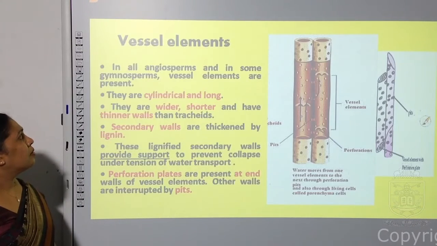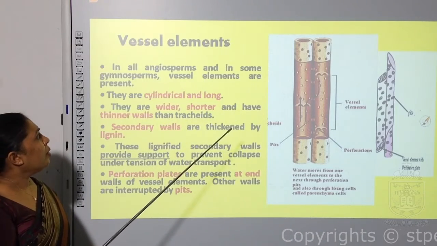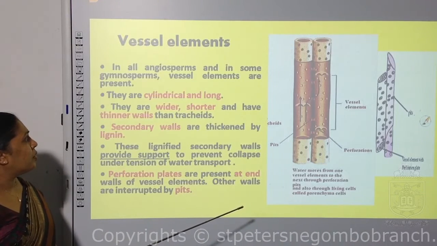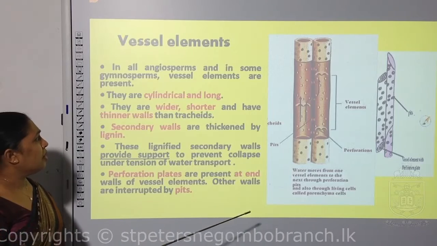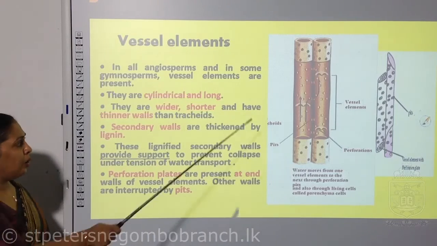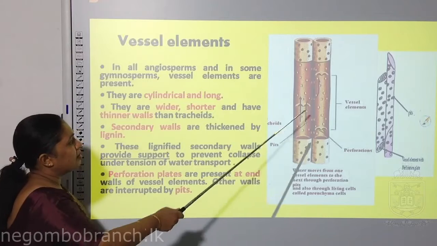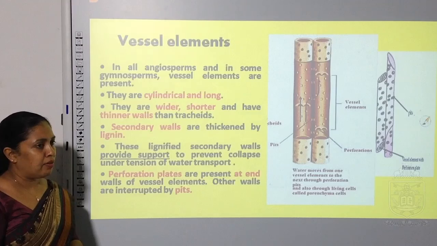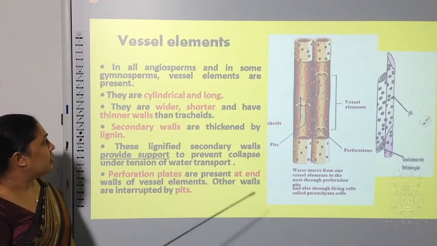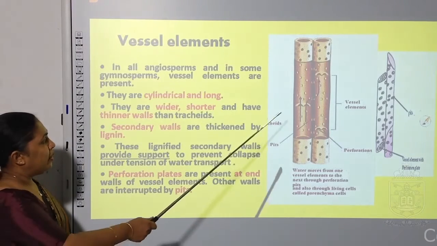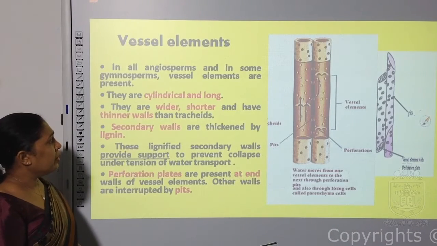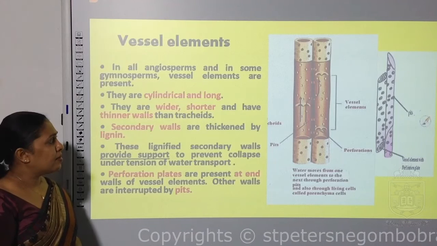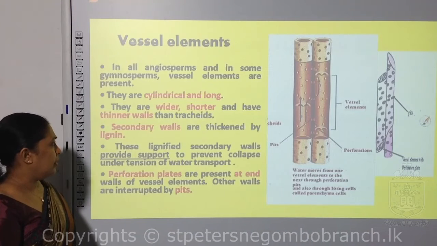The vessel elements are in the angiosperms and some of the gymnosperms. These vessel elements are cylindrical and long. You can see they are like cylinders and they are very long because they are transporting water and minerals. According to their function, they are tube-like. They are wider and shorter than the tracheids, but they have thinner walls.